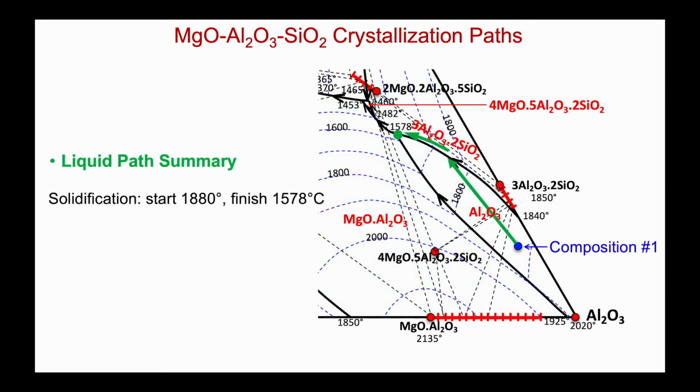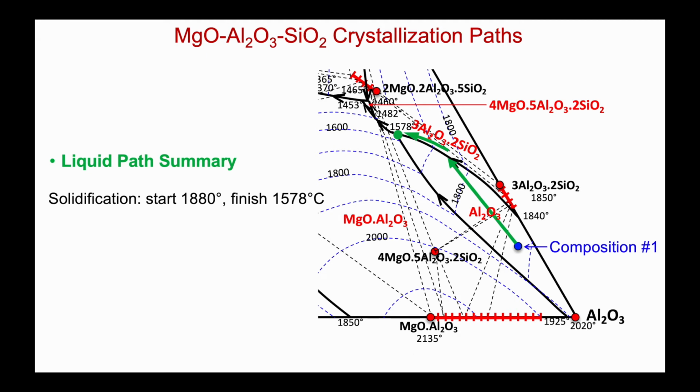And here's a summary of the path of the liquid during the entire crystallization. The solidification started at 1880, where we formed our primary Al₂O₃ phase. We went over that liquidus surface, hit the valley, came down the valley, and finished at 1578.